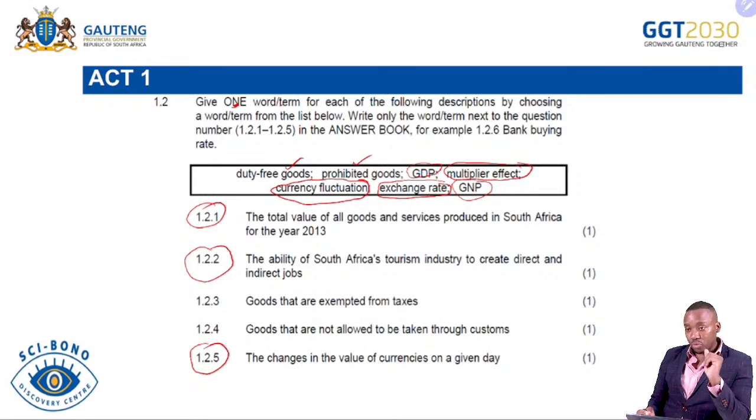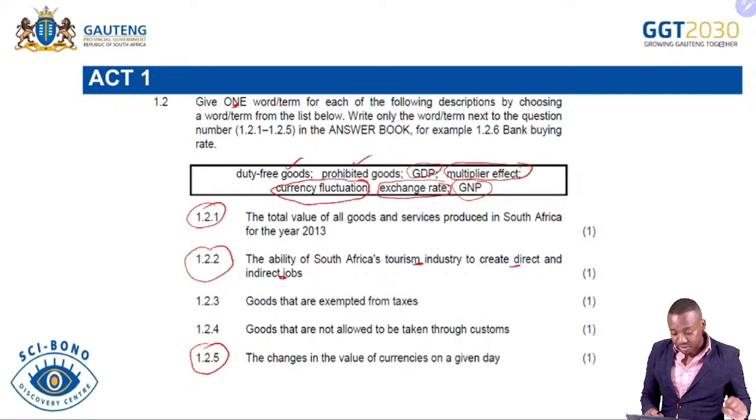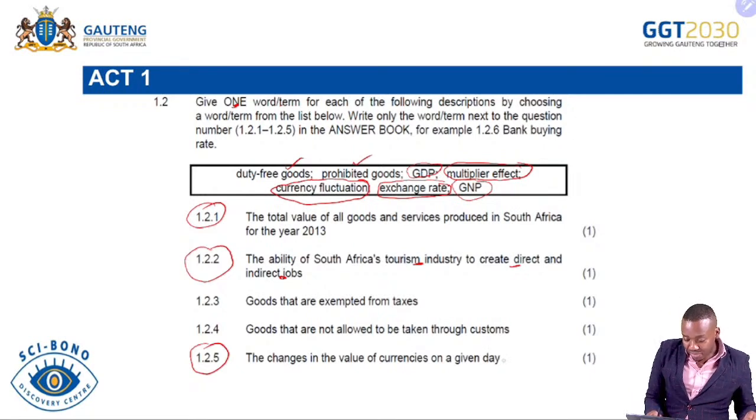Let's check 1.2.1. It says the total value of all goods and services produced in a country. So which one is it? Is it GDP or GNP? We'll see the memo later. The second one says the ability of a South African tourism industry to create direct and indirect jobs. You need to remember one of the concepts that we dealt with. And then concept 3, the changes in the value of currencies in a given day. Right? This is what we're dealing with.